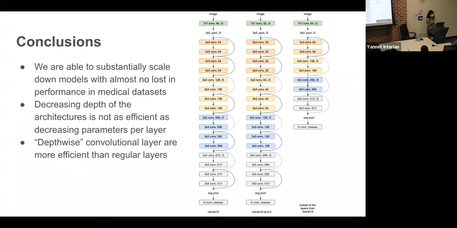So in conclusion, we were able to substantially scale down models with almost no loss in performance for these medical data sets that are kind of simpler. We realized that decreasing depth is the best way to quickly reduce the size of the network. And we realized that depth-wise convolution layers are much more efficient than regular layers.